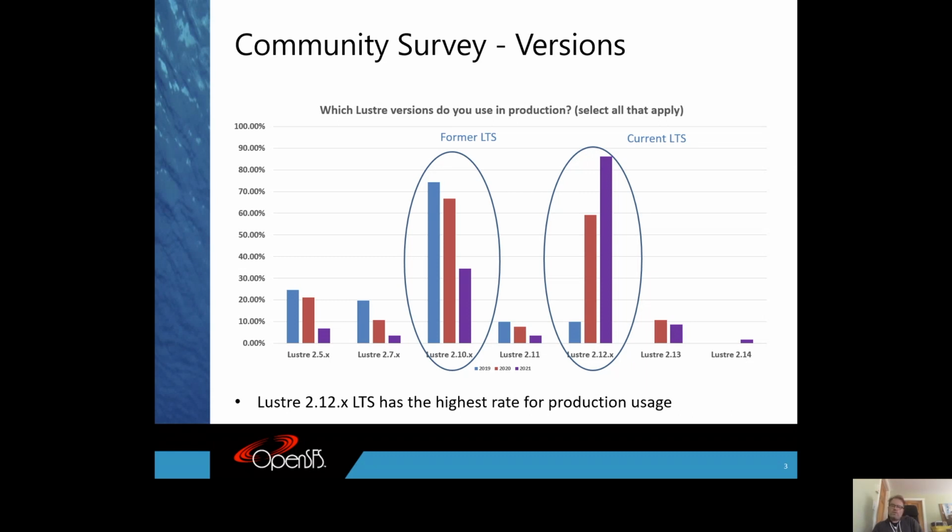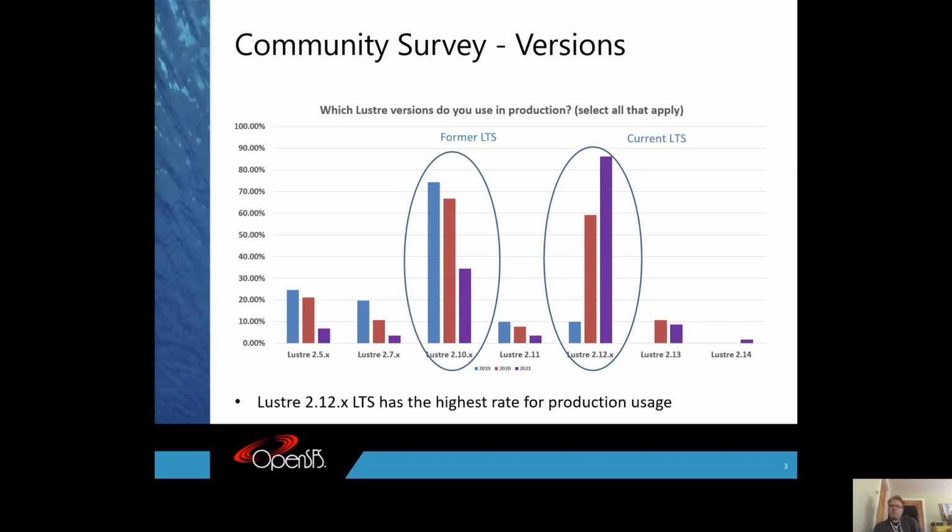The two ringed versions here, Lustre 2.10 and 2.12, are the exceptions, 2.10 being our former LTS branch and 2.12 being the present one. You can see that there was strong coalescing around those releases and very strong adoption of 2.12, and 2.10 is still a fairly strong performer, but is gradually starting to reduce over time.